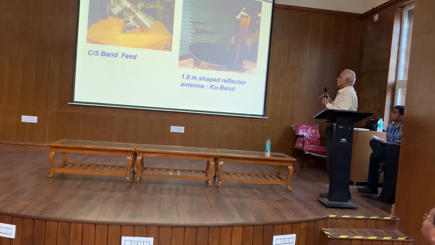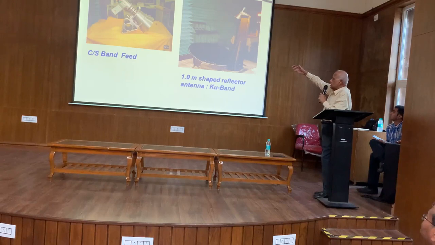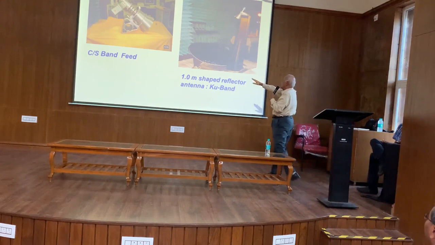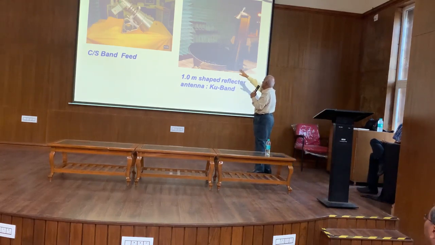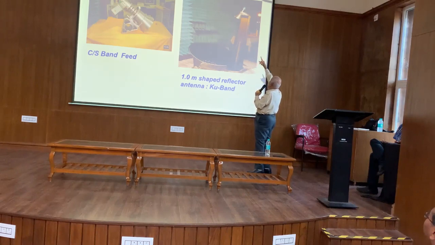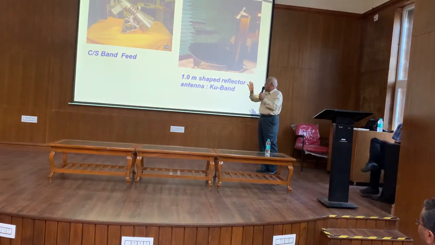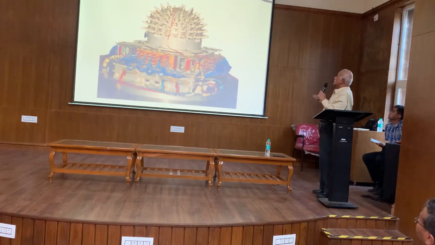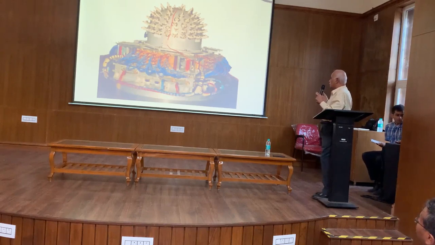This is a special feed. It can handle both C-band and S-band. It's a multi-frequency CS-band feed. This is an exclusive Ku-band fixed antenna. This is not deployable. It has three legs, two legs and one bigger leg, using which it can be anchored on the satellite. It's a 1 meter dish with a feed on the mast. It produces a shaped beam antenna covering India. Next.